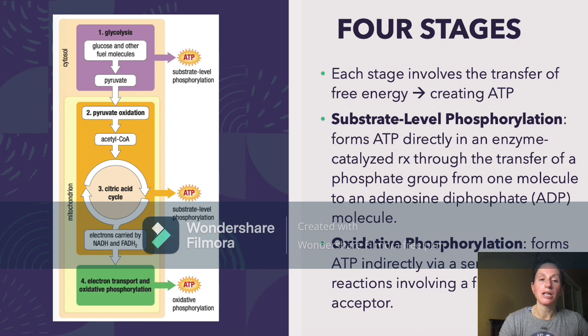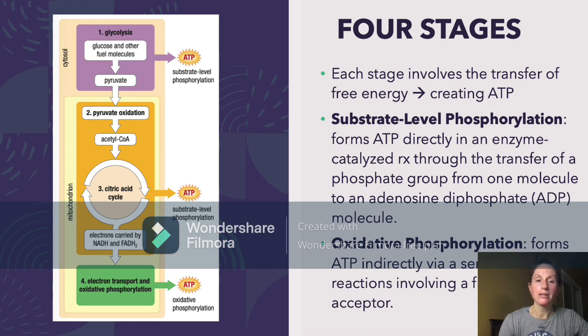So the second stage is pyruvate oxidation. And again, we're going to talk about each of these as we go. And we have citric acid cycle. And then lastly, we have an electron transport chain. And so this is what I call follow the electron, which we will do. Looking at each stage, we have ATP produced here, here, and here.